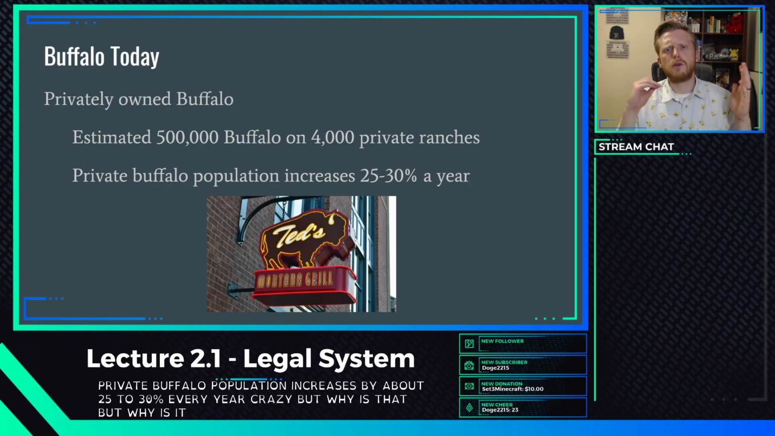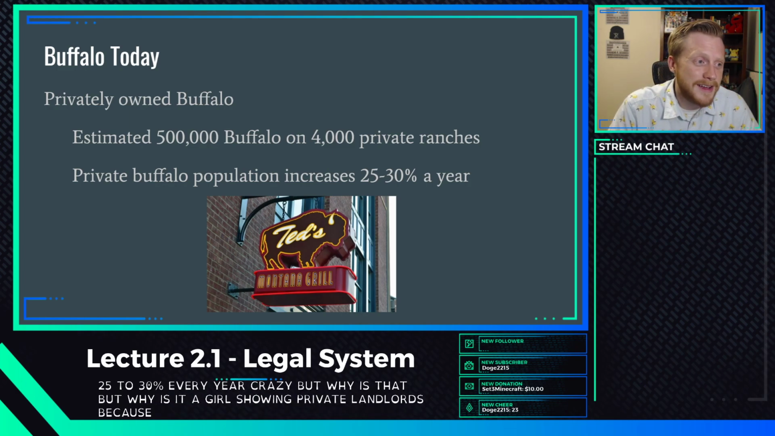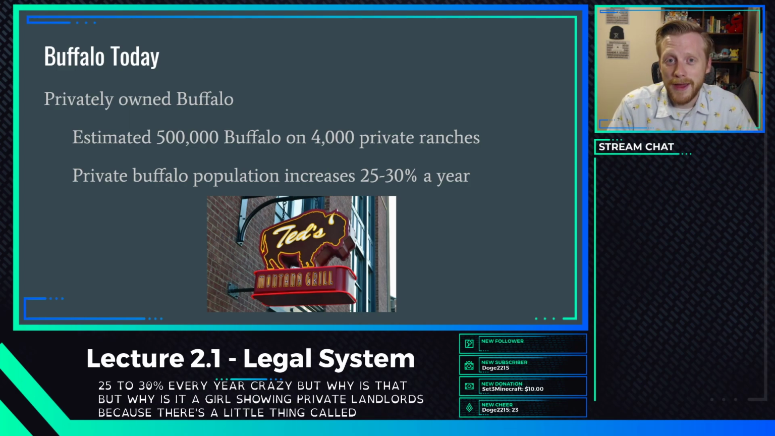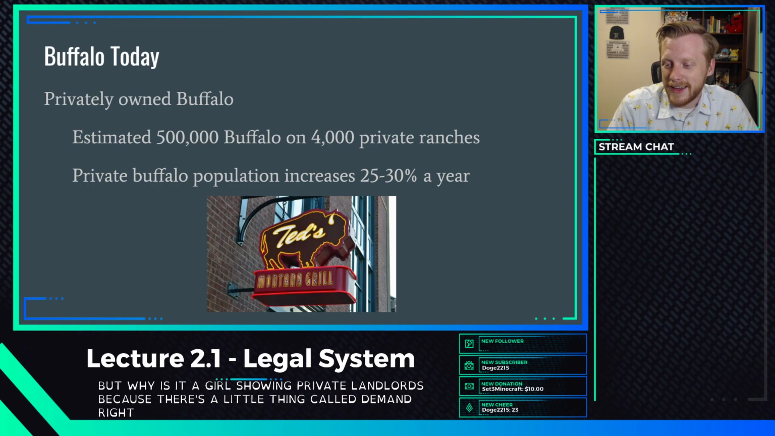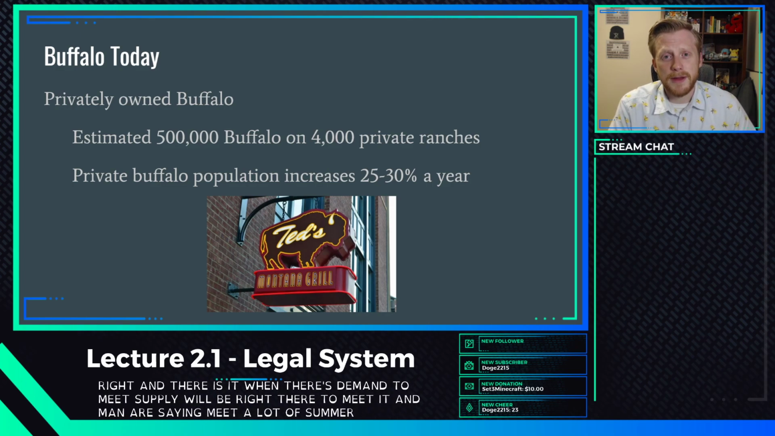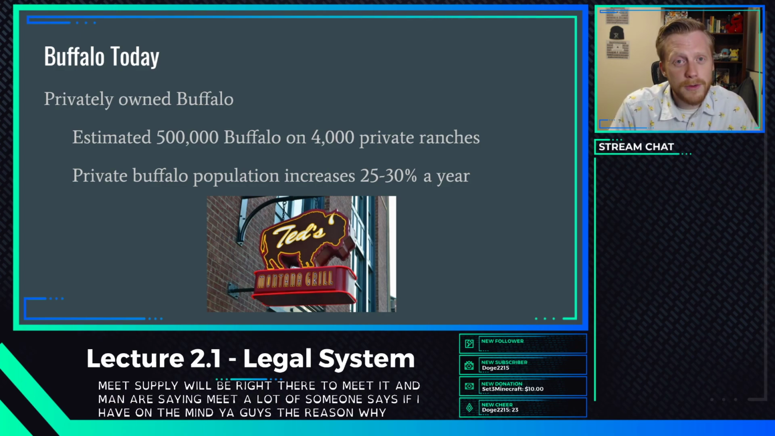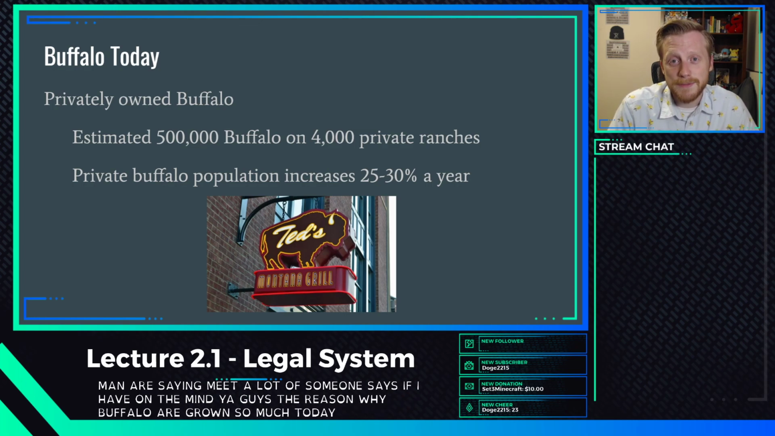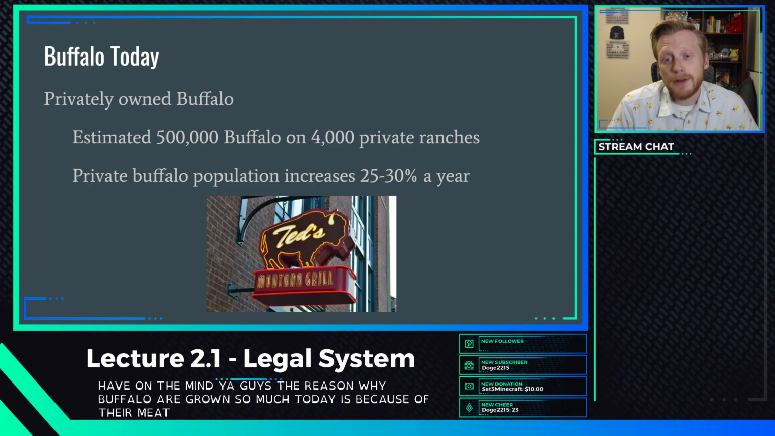Well, why is it that they grow so well on private land? Well, it's because there's this little thing called demand, right? And when there's demand to meet, supply will be right there to meet it. And man, I'm saying meat a lot. It's almost as if I have it on the mind. Yeah, guys, the reason why buffalo are grown so much today is because of their meat. Apparently, it's a very tasty burger.